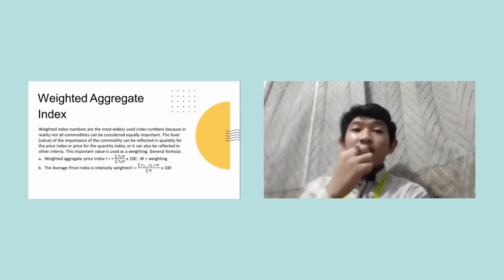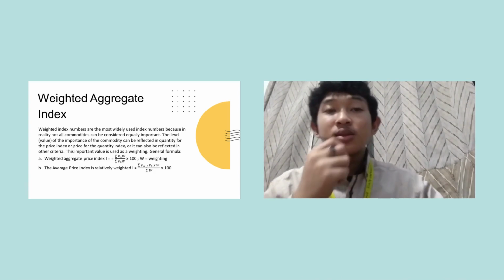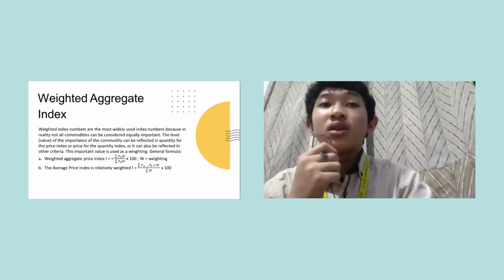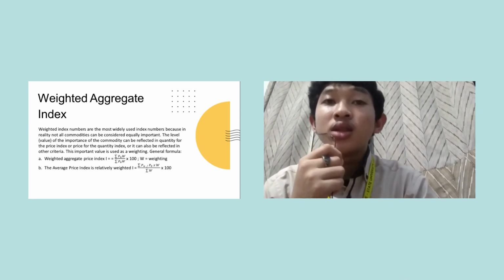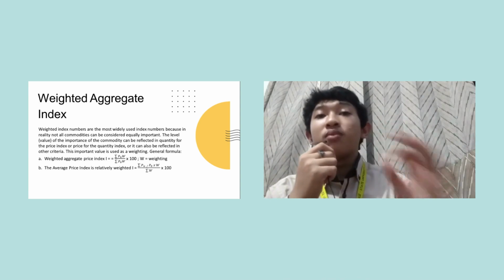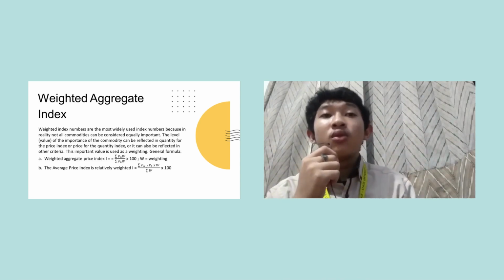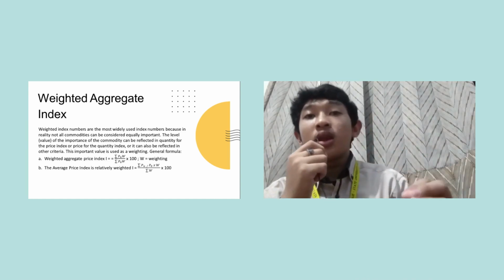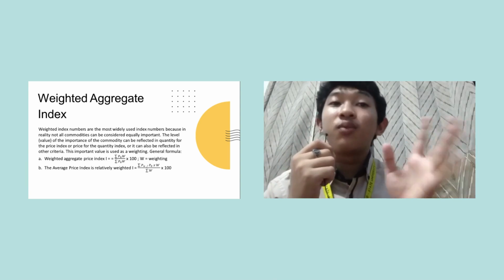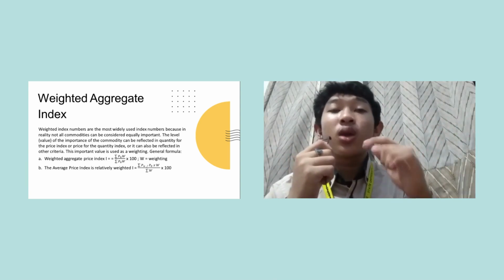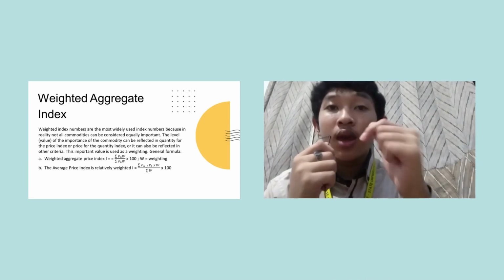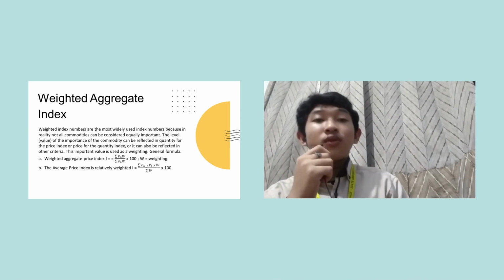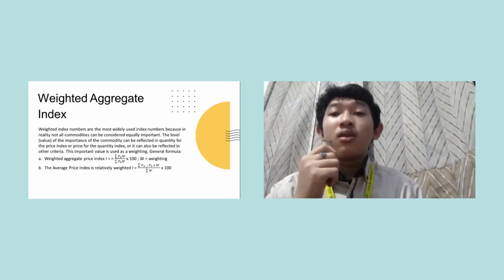Weighted aggregate index. Weighted index numbers are the most widely used index numbers because in reality not all commodities can be considered equally important. The level of importance of the commodity can be reflected in quantity for the price index or price for the quantity index, or it can also be reflected in other criteria. This importance value is used as weighting.